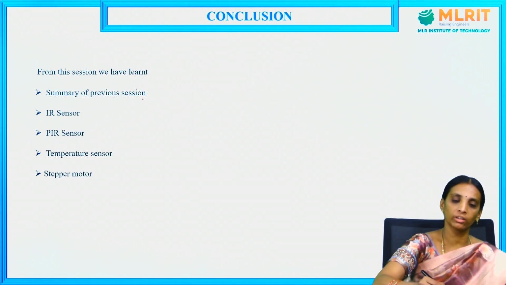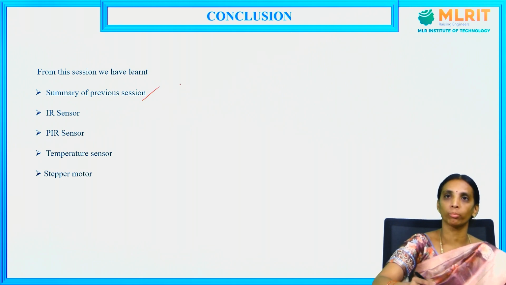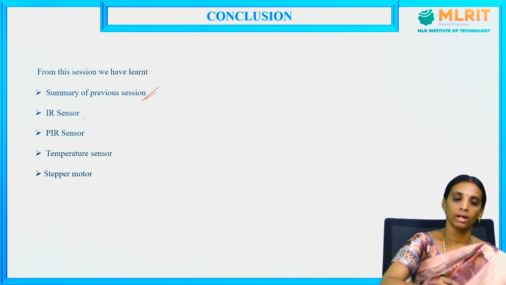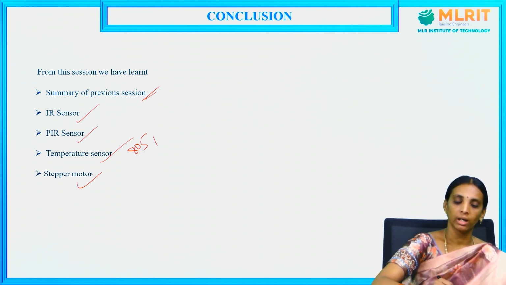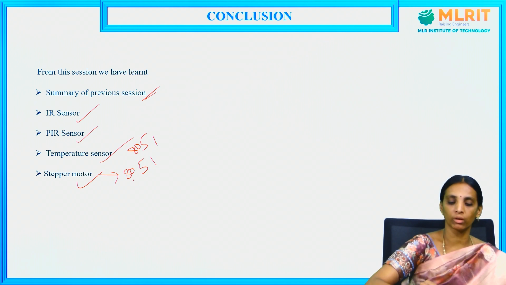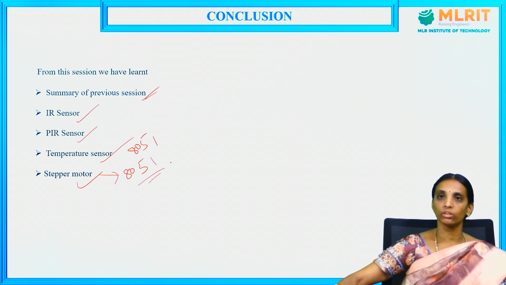So in the present session, we have discussed the topics covered in the previous video session, what an IR sensor is, the types of IR sensors, how we can interface the PIR sensor to our circuit, what a temperature sensor is, how we can interface the temperature sensor to our microcontroller, what stepper motor operation is, and how the stepper motor is interfaced with our basic microcontroller 8051. These are the topics which we have discussed in the present video session.